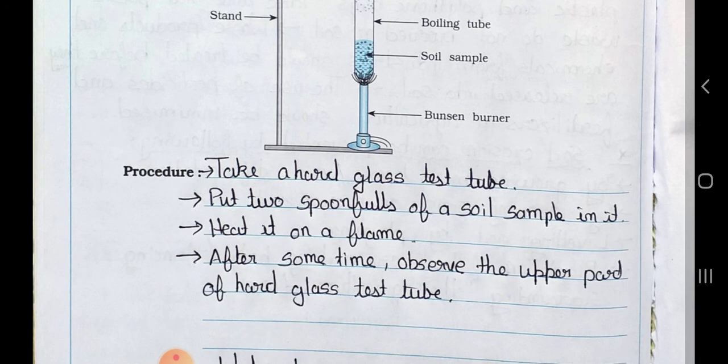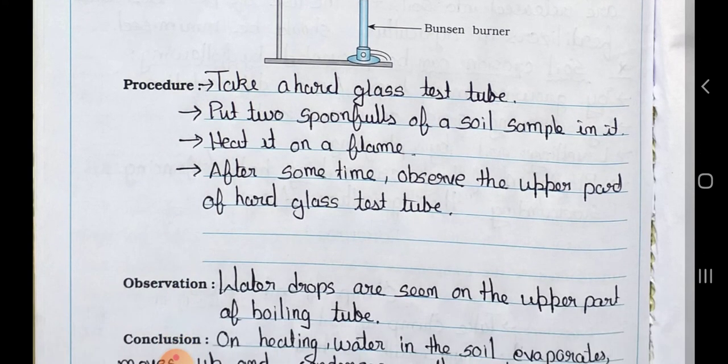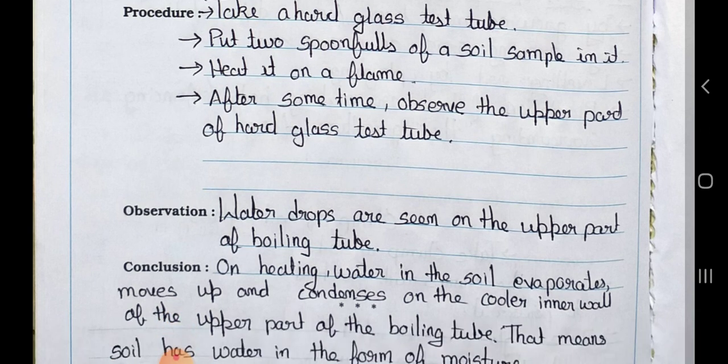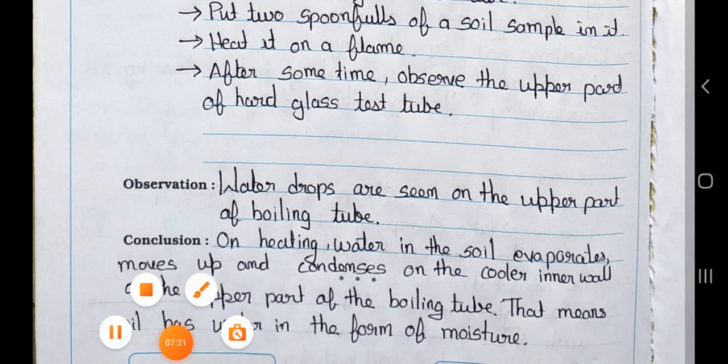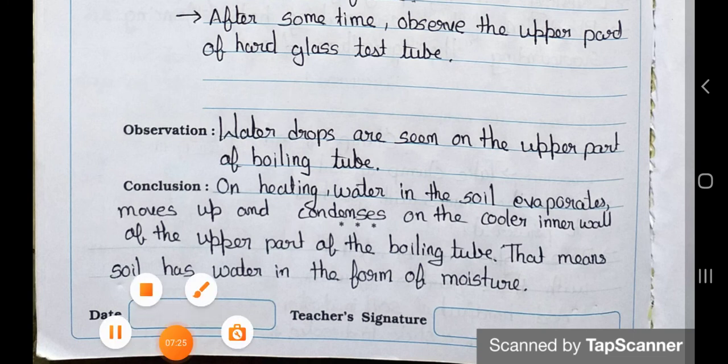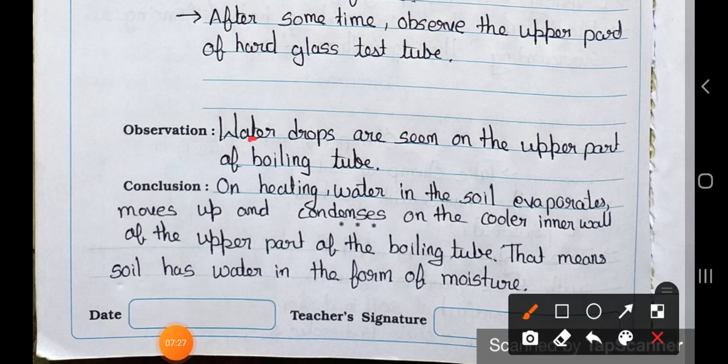See the procedure. Take a hard glass test tube. Put 2 spoonfuls of a soil sample in it. Heat it on a flame. After some time, observe the upper part of the hard glass test tube. Observation is that water drops are seen on the upper part of the boiling tube. On the upper part of the test tube, we are able to see the water droplets formed.